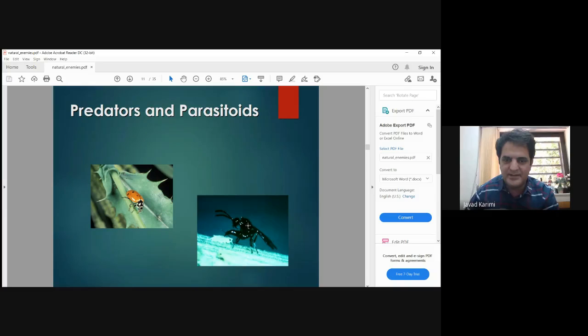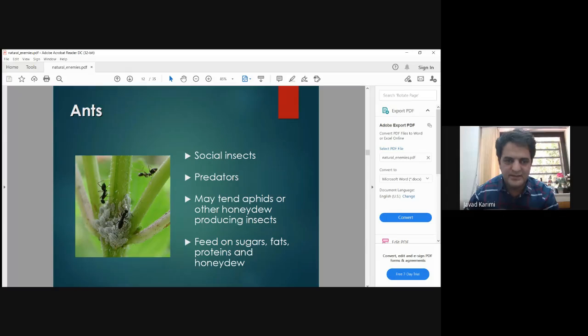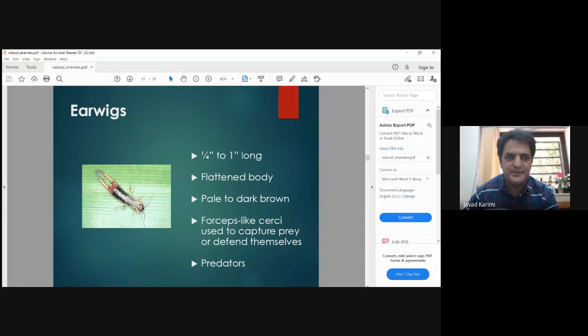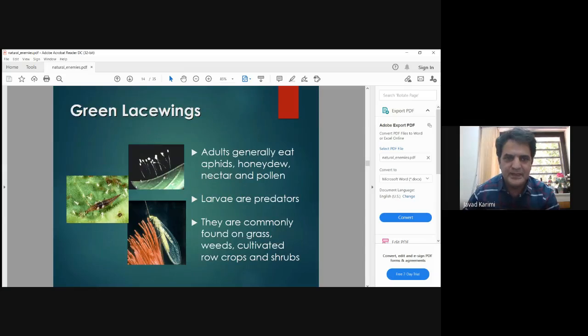This is a parasitoid. This is a predator. This is a parasitoid. This is another type of parasitoid like an ant. You can see that ants feed on some insects, some escape. This is a type of predator. This is another type of predator, an earwig, which feeds on some insects. This is another type of predator. Its name is green lacewing.